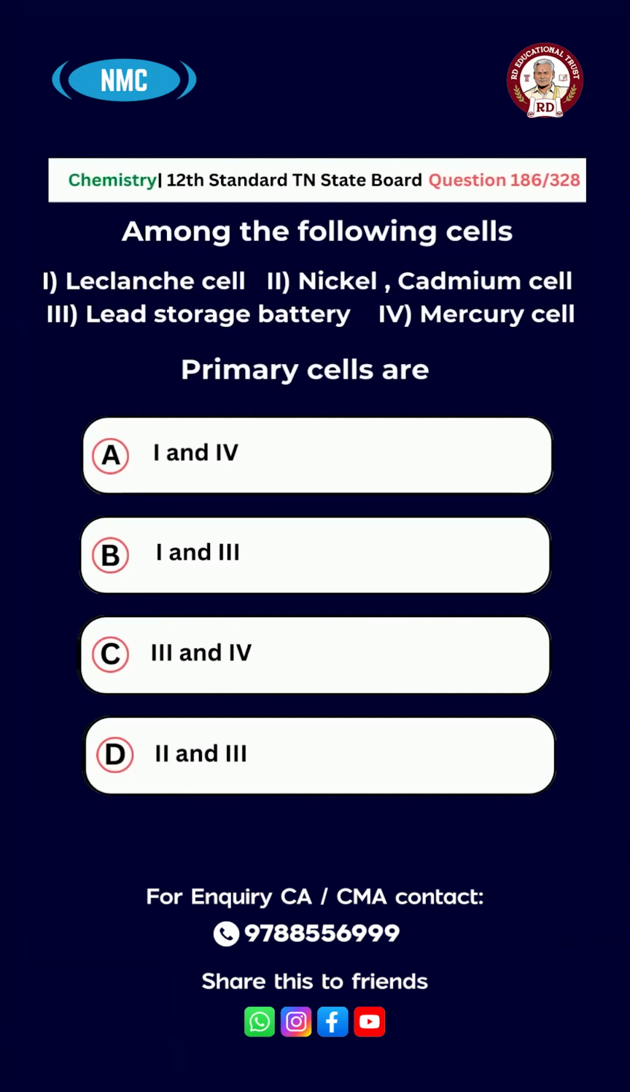Question number 186. Among the following cells: 1. Leclanche cell, 2. Nickel cadmium cell, 3. Lead storage battery, 4. Mercury cell. Primary cells are: option A, 1 and 4; option B, 1 and 3; option C, 3 and 4; option D, 2 and 3. The correct option is option A, 1 and 4.